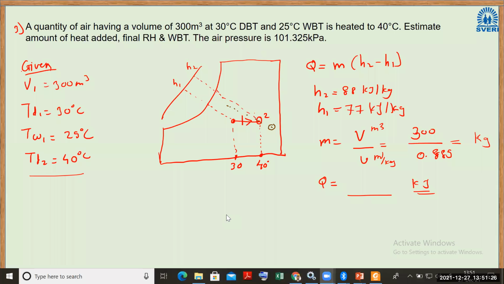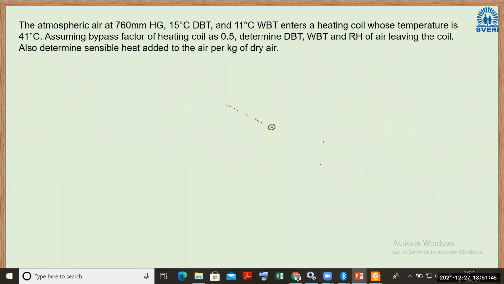So 338.98, or somewhat nearer to 340 kilojoule, will be the heat added, right? 340. So you can write down the exact value, whatever you get from the psychrometric chart, right? Okay, so we'll go to the next example.